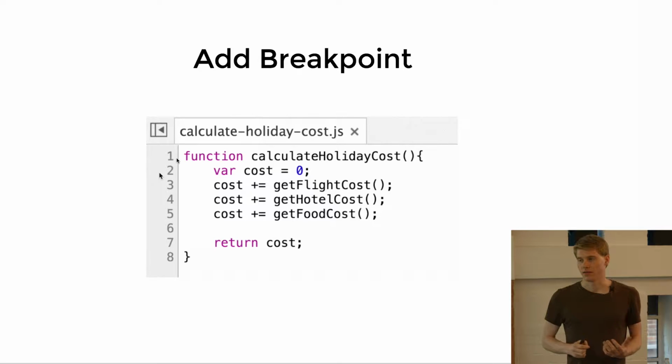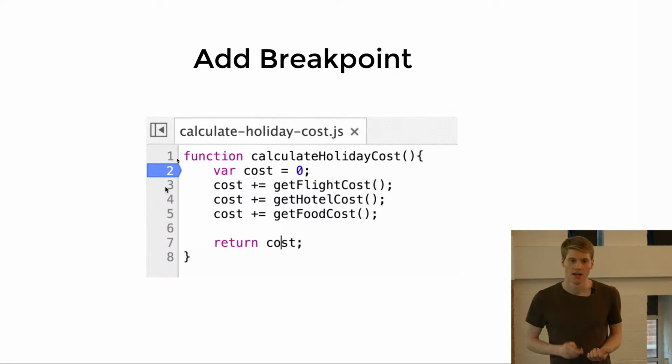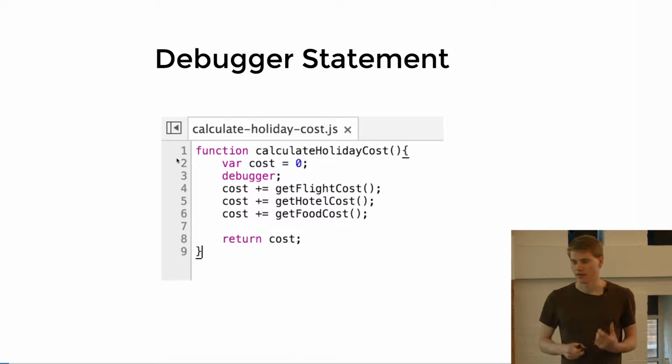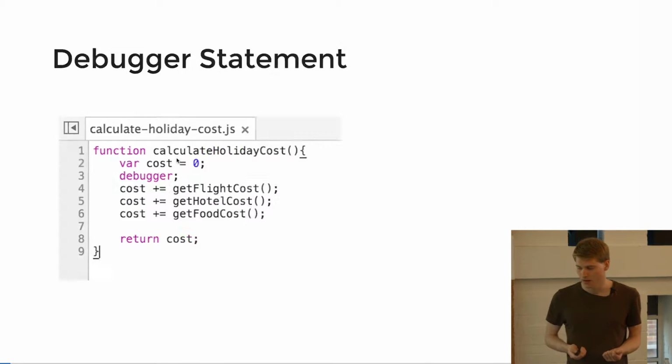To set a breakpoint, you just click on a line number, and then next time that line is running in Chrome, Chrome is going to pause and give you control about how you step through your code. Instead of clicking on a line number, you can also use a debugger statement, and that is the same thing as clicking on the line number, but you can do it right in the editor without having to find the right file inside of your DevTools code.